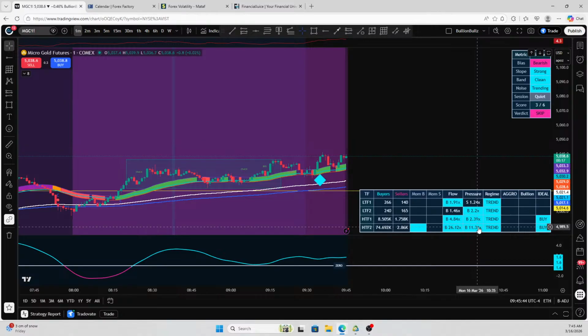And right now, the market is kind of testing those lows and trying to push back up. And we want to see that continuation happening before we step in.